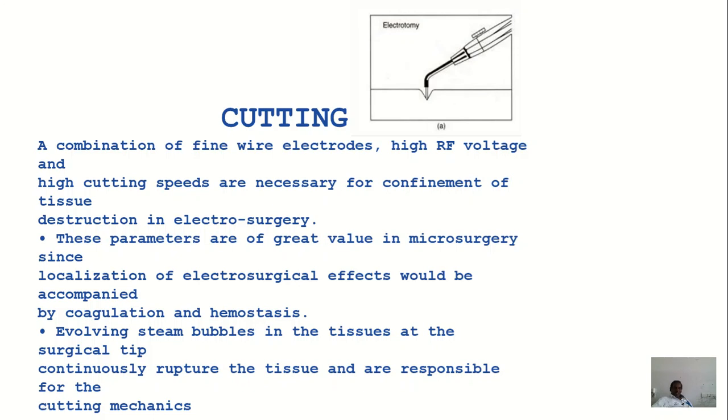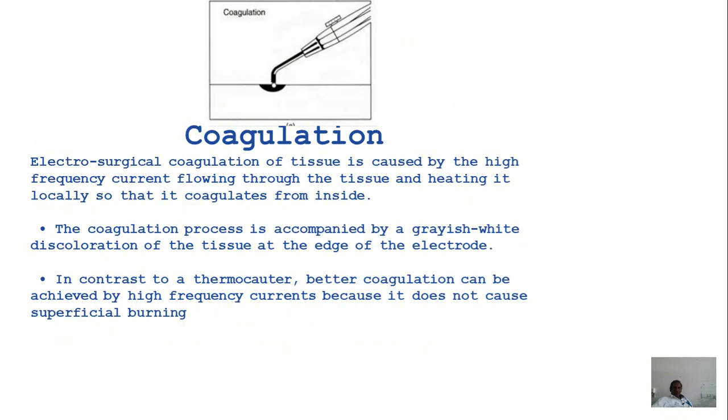So this is the cutting. Simply we can say, due to the current the needle will be getting heated, and due to the heat, the needle touching the tissue heats it and the tissue will be boiled. Because of that it will rupture the tissue at the point of contact. This is called cutting. The same thing here, we are using for coagulation.